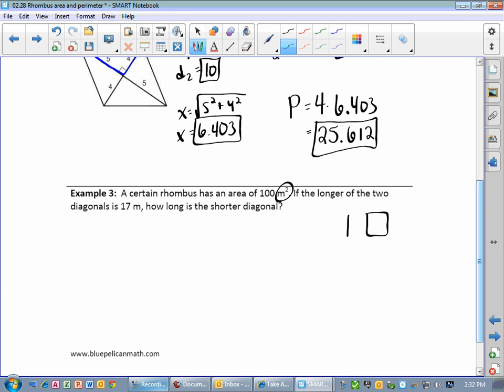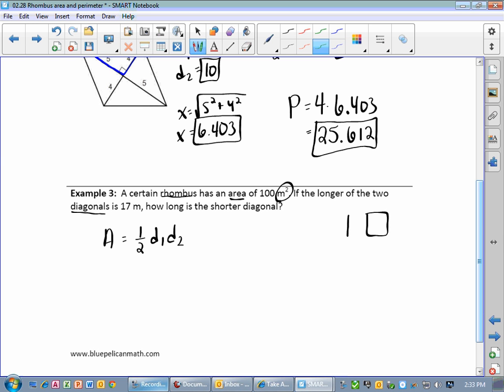So we're given an area of a rhombus, and we're given a diagonal of the rhombus. So let's start by writing down our formula. Area equals 1/2 d1 times d2. In general, if you're given information, we could have done this on the first example too. If you have a formula that relates directly to that information, you might as well start by writing down the formula and plugging in everything you know. If you know everything but one variable, then you can solve the equation.